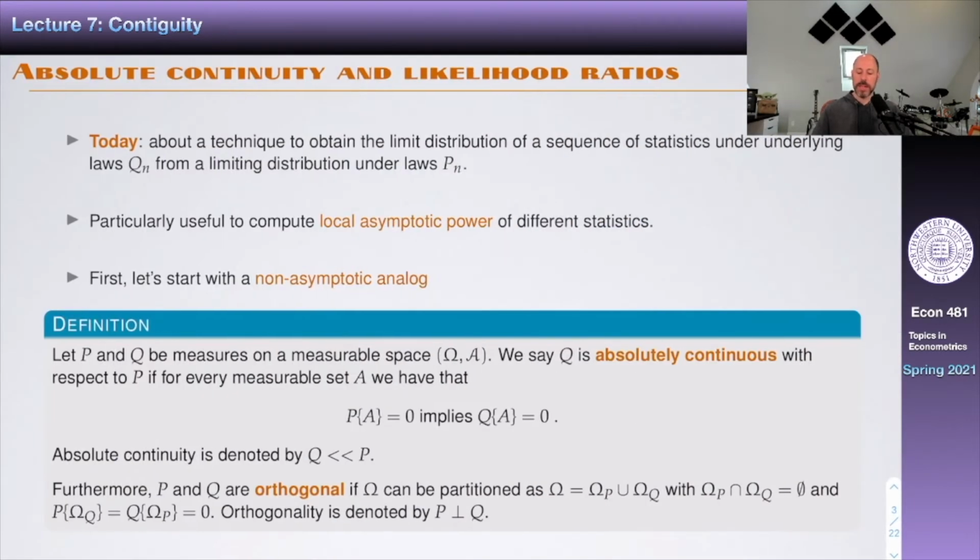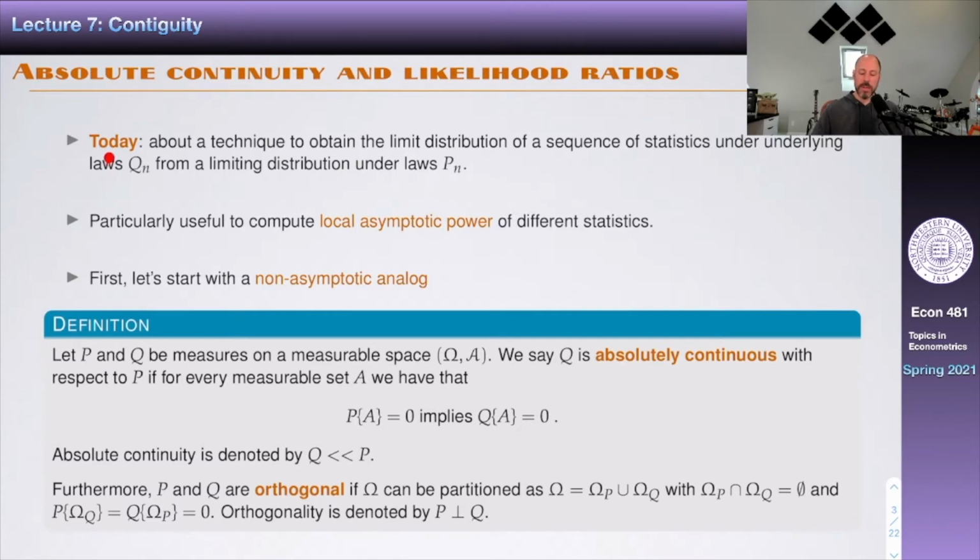All right, but as I said, we need to start from the beginning, and that is we're going to revisit. I'm assuming that perhaps Joel talked about this or somebody in your life before talked about this. If not, it's fine as well. We're going to revise the notion of absolute continuity and likelihood ratios.